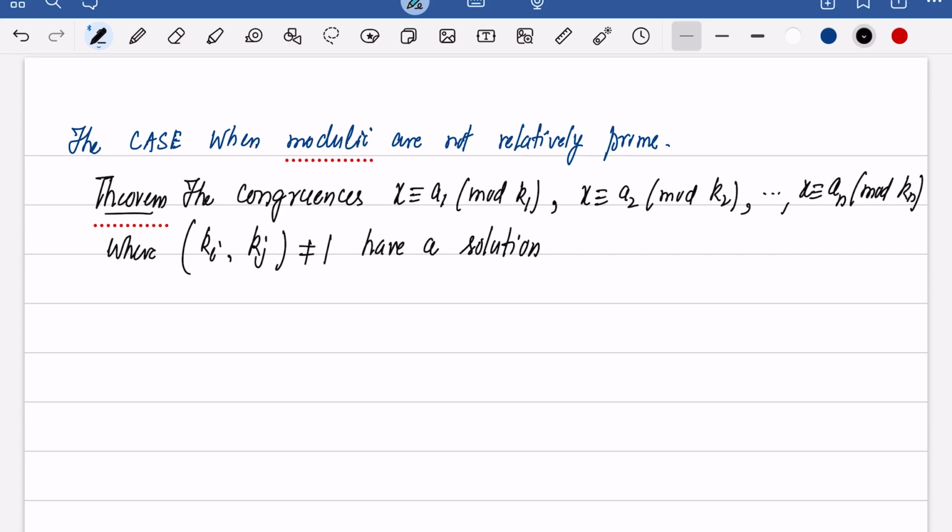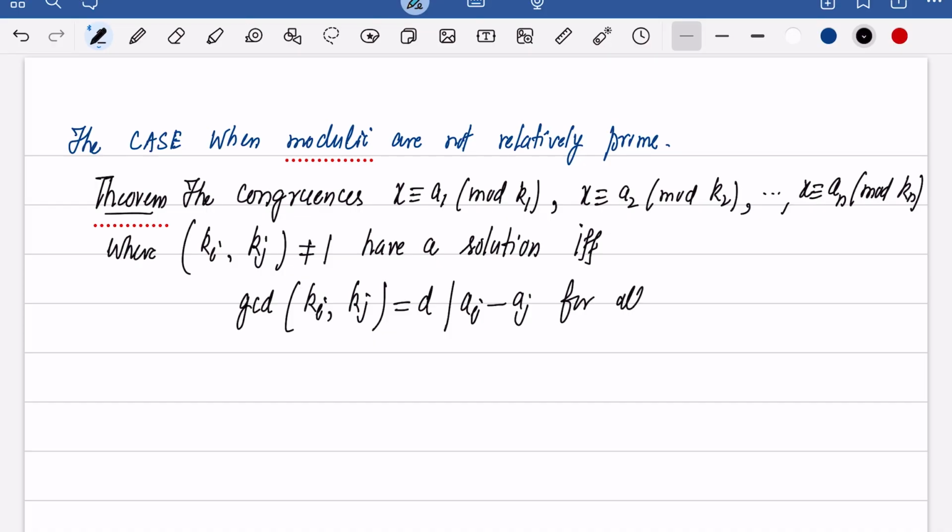Have a solution if and only if the GCD of ki and kj, suppose this is equal to d, divides ai minus aj for all i not equal to j. Now what we have to do here is check it pairwise. Whenever we choose ki and kj, the GCD should divide the difference of the remainders, ai minus aj. So ki is associated with ai, kj associated with aj. Then GCD of ki, kj should divide ai minus aj.